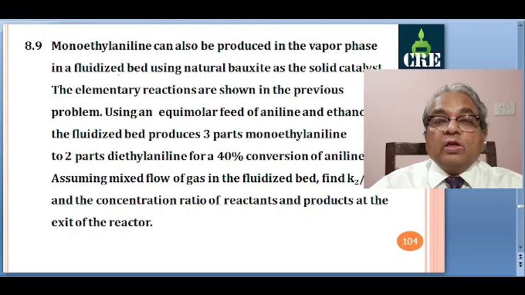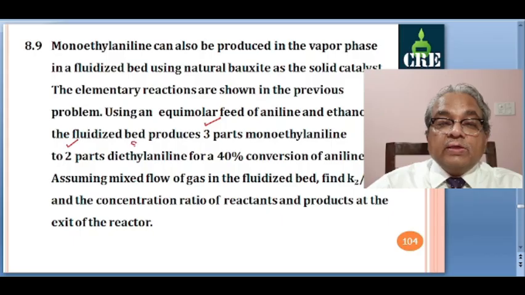8.9. Monoethanol aniline can be produced in vapor phase in a fluidized bed using natural bauxite as solid catalyst. The elementary reactions are shown in the previous problem. Same we will use. Using an equimolar feed of aniline and ethanol in the fluidized bed produces 3 parts of monoethanolamine and 2 parts of diethanolamine.